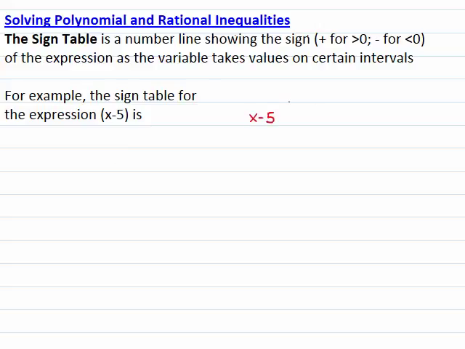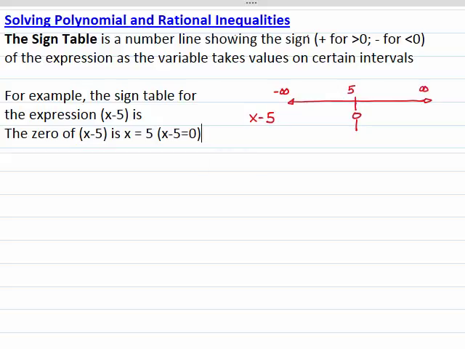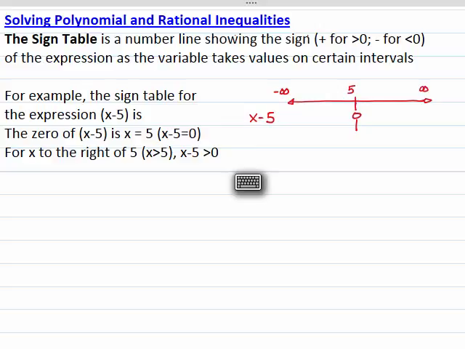x minus 5, the number line from negative infinity to infinity. The 0 of x minus 5 is equal to 5. So our expression is equal to 0 when x is equal to 5. So x minus 5 is equal to 0. For values x to the right of 5, that means for x greater than 5, then the expression x minus 5 is greater than 0. For example, if we pick here the number 100, 100 minus 5 is going to be greater than 0. So that's a plus.